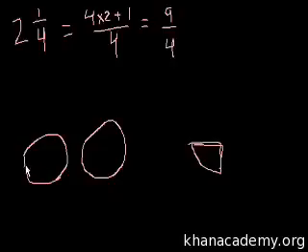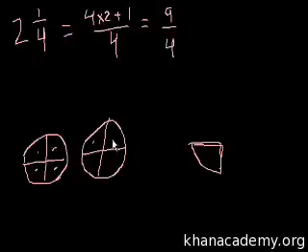Well, if we take each of these pieces, oh, whoops, I need to change the color. If we take each of these pieces and we divide it into fourths, we can now say how many total fourths of pie do we have? Well, we have 1, 2, 3, 4, 5, 6, 7, 8, 9 fourths. Makes sense, right? 2 and 1/4 is the same thing as 9 fourths.